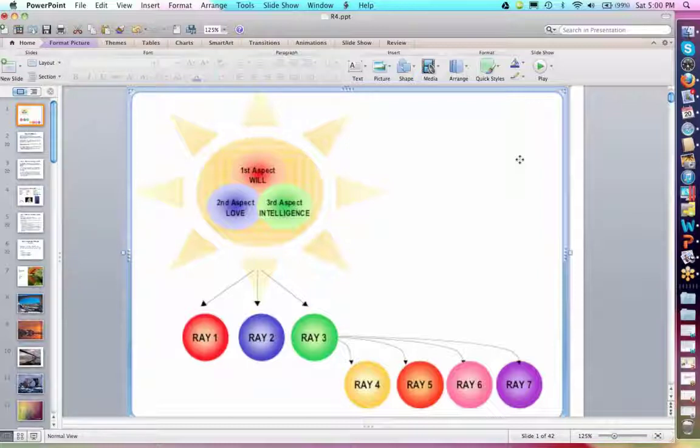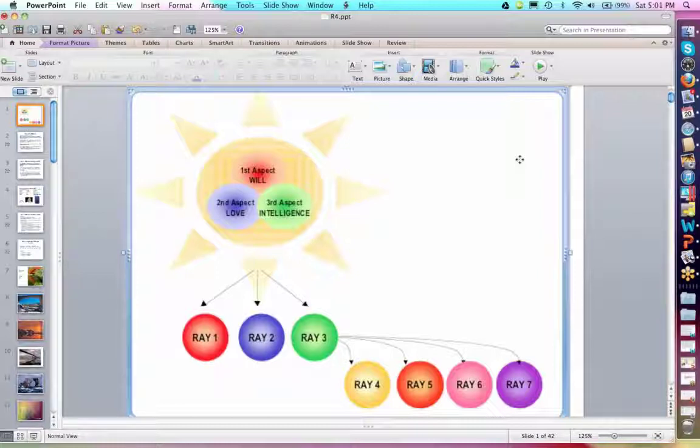And on your screen, you should see the major sun, or we can call it our logos. And our logos can be considered on any level, but let's think of it as our solar logos. And it consists of three aspects, which we spoke about last time. The three aspects are the will of God, which is the first aspect. The second aspect is the love of God, and the third aspect is the intelligence of God.